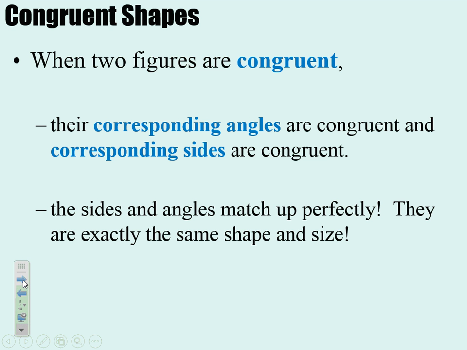Congruent shapes: when two figures are congruent, their corresponding angles are congruent, and their corresponding sides are congruent. That means the sides and the angles will match up perfectly, that the sides in one are exactly the same as the sides in the other, and the angles in one are exactly the same as the angles in the other. They match up perfectly. They are exactly the same shape and size. Now, sometimes they may be turned, sometimes they may be flipped around, but congruent shapes mean that we have one shape that is exactly the same as the other.